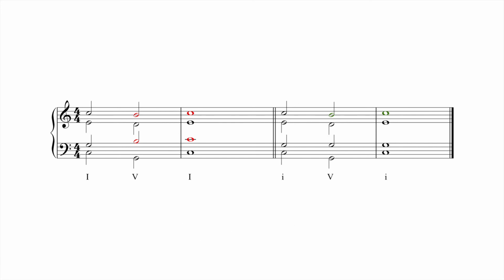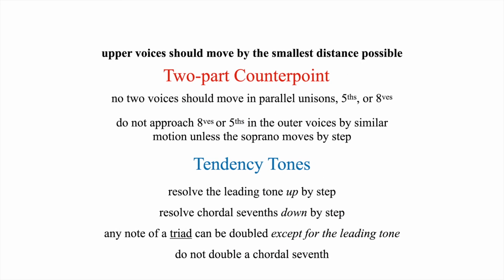The same is true of chordal sevenths. Because sevenths have a tendency to resolve down by step, doubling a seventh leads to parallel octaves. Here's a summary of the main voice leading principles in chorale style.